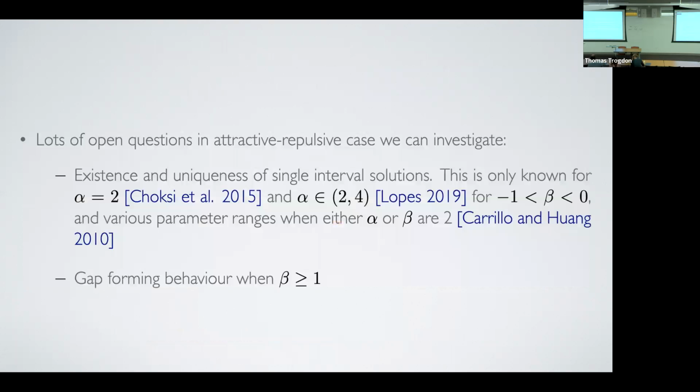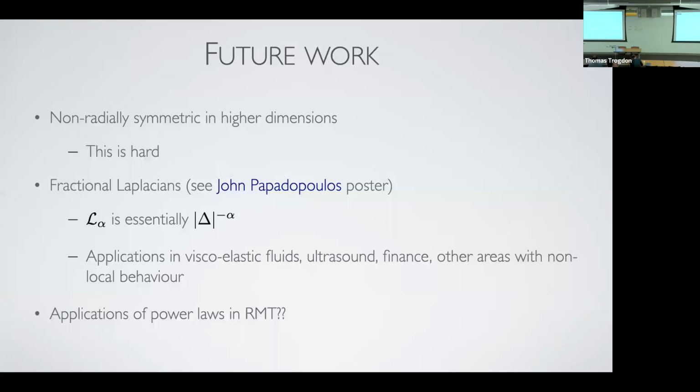I mentioned there are lots of open questions. Some things are known for some parameter regimes, and there's a lot still to be done. One is, how do you do this in higher dimensions when it's not radially symmetric, as well as annuli? That's a really hard problem. This also is connected to equations involving the fractional Laplacian, so if you see John's poster, it goes into more detail. I'll leave as a question mark whether power log kernels come up anywhere in random matrix theory, which I'm not aware of. All right, I'll stop there.